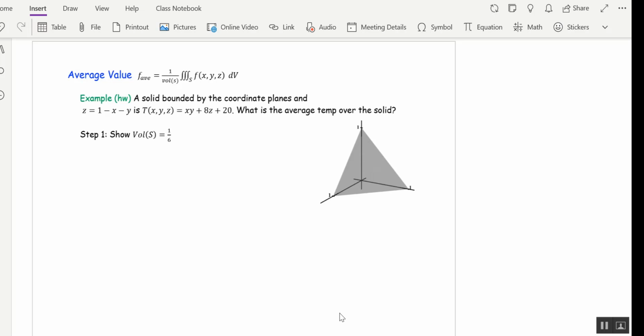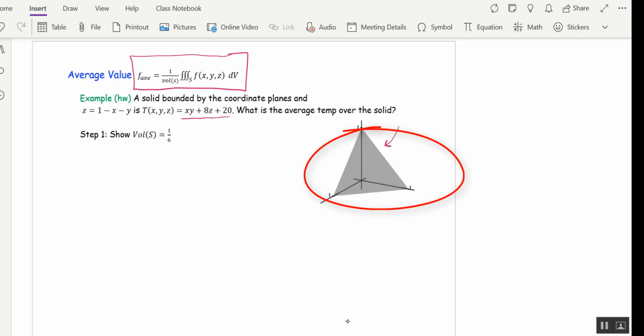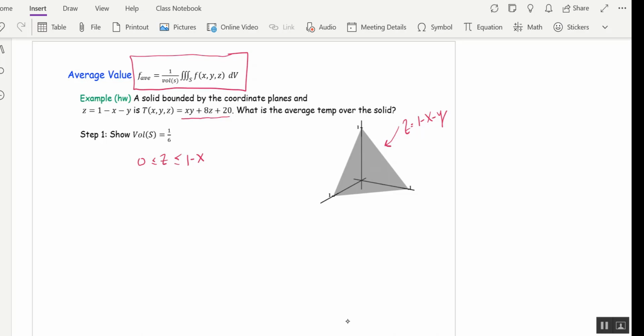And I'm going to end with an application of average value using this formula right here. F average is 1 over the volume times the triple integral of the function you're averaging over the solid you're averaging. So in this case, we've got a tetrahedron right here, and we want to find the average value of this function here, temperature, over that region. So the first thing we have to do is find the volume of the region. So that's step 1. In this tetrahedron, this plane that you're looking at is z equals 1 minus x minus y. So we can see that our z limits are 0 to 1 minus x minus y.